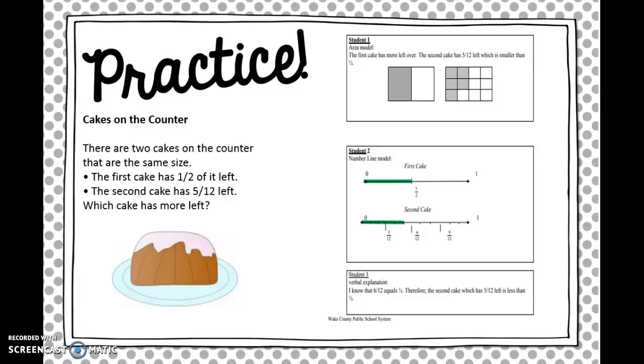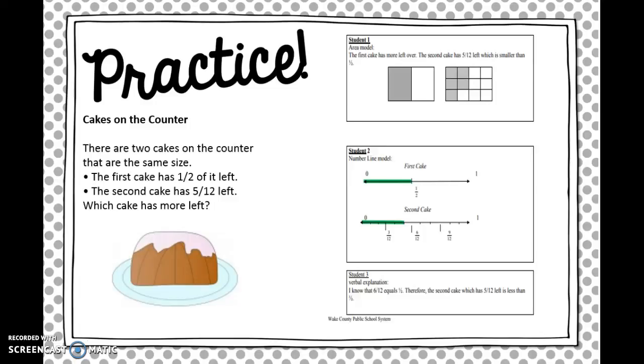Sometimes you may get confused and think, well, wait, no, you might be reflecting on how much was already eaten. But we want to know how much is left over, not how much was eaten. So again, because it asks which cake has more left, the one that has 6/12 left is more than the one that has 5/12. So the first cake is the one that has the most left over.